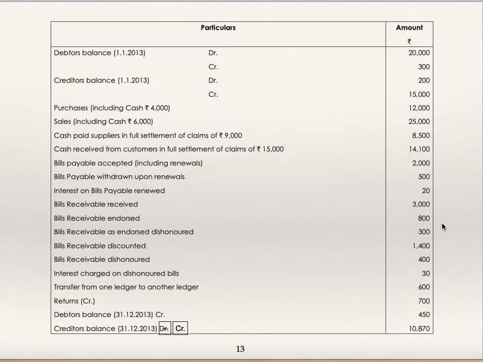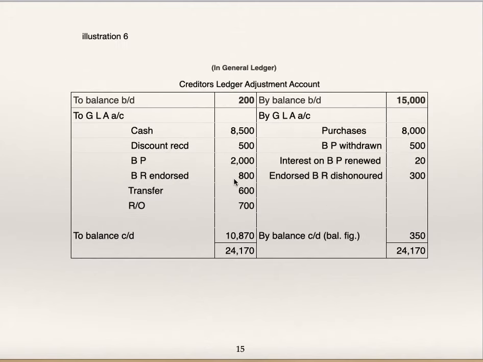Bills receivable endorsed 800. Endorsement of bills receivable. If these bills are endorsed to creditors, then your entry is, when you endorse the bill, creditors account debit to bills receivable account. So it is not to be recorded in debtors, but it is to be recorded in creditors. Creditors account, you will find it on the debit side. BR endorsed 800.